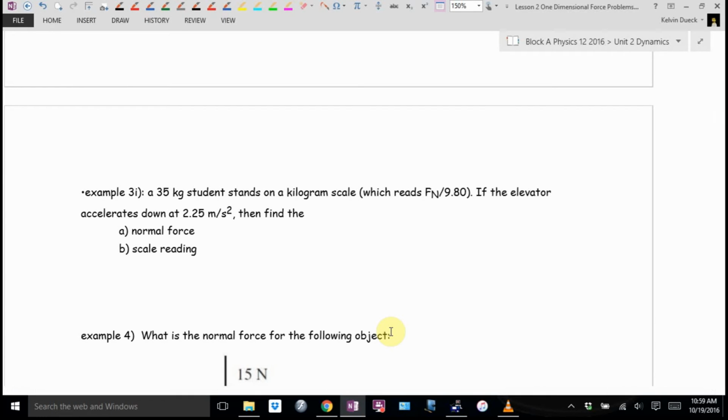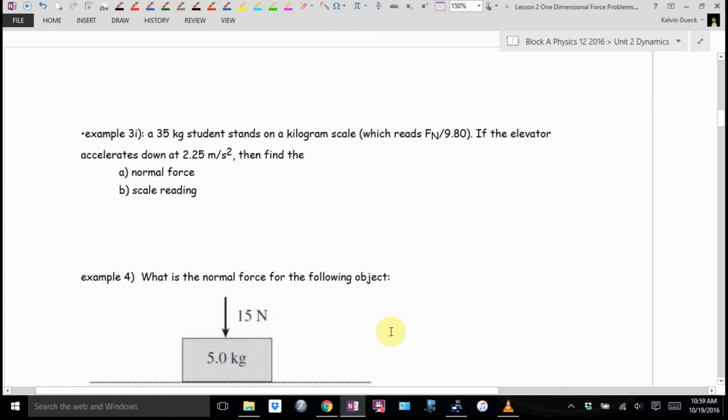A 35 kilogram student stands on a kilogram scale. If the elevator accelerates down, I would probably underline down just to remind myself. Find the normal force, find the scale reading. Okay. You know what this is a job for? A good free body diagram. I will represent the person with a dot.